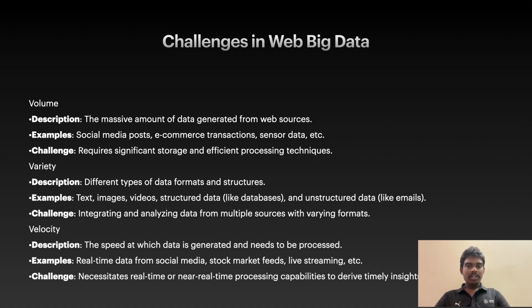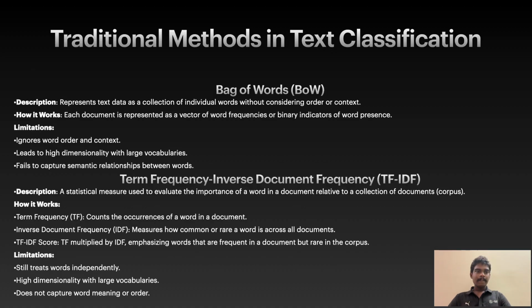And next we are going to see the traditional methods that are being used in text classification. So the bag of words represents text data as a collection of individual words without considering order or context. How it works: each document is represented as a vector of word frequencies or binary indicators of word presence. The limitations are that it ignores word order and context, leads to high dimensionality with large vocabularies, and fails to capture semantic relations between words.